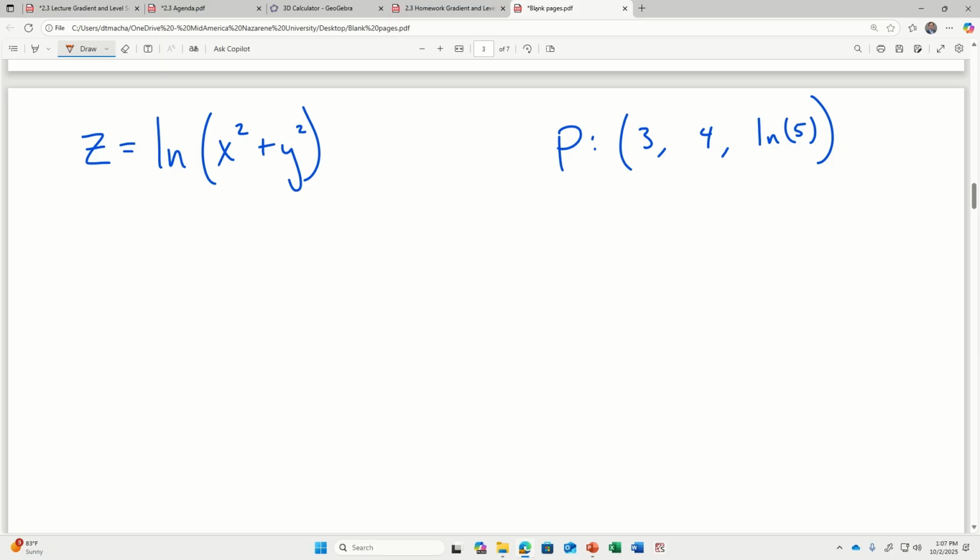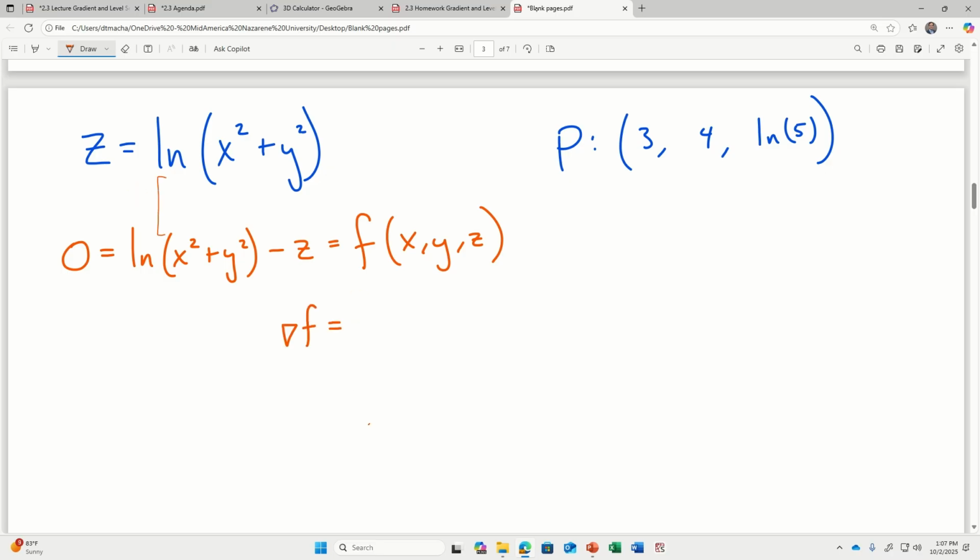What I would do is think 0 equals natural log of x squared plus y squared minus z. So this could be the level set of a function. And I know that the gradient of this function is going to be orthogonal to the level set. So this is exactly what I want, a vector orthogonal to the surface.